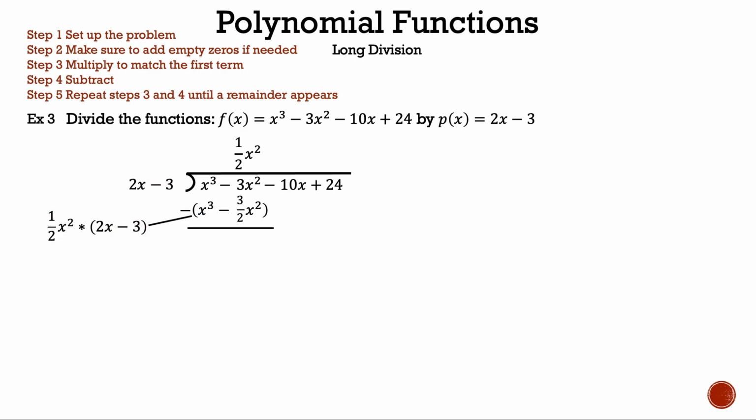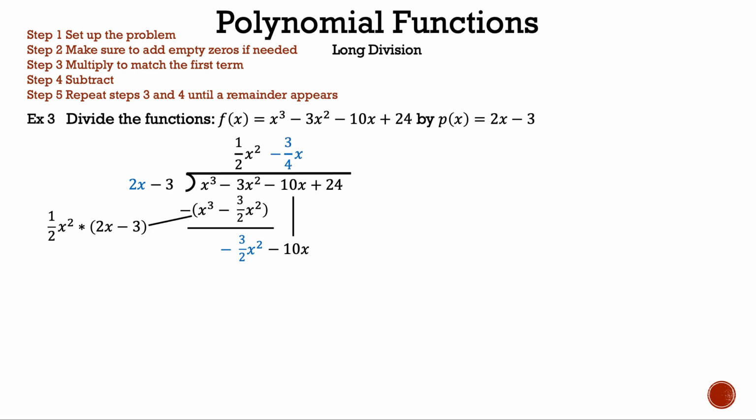Now we subtract. It is important to have the parentheses, otherwise we might forget to change the sign on the second term. Now let's subtract, and our result is 0x cubed minus 3/2 x squared. Let's get rid of the 0x cubed and bring down the negative 10x. Now we need to focus on the 2x and the negative 3/2 x squared. What term do we think we need to multiply 2x by to get negative 3/2 x squared?